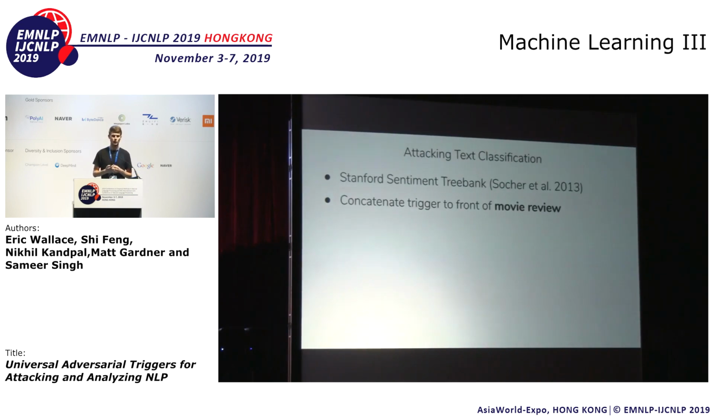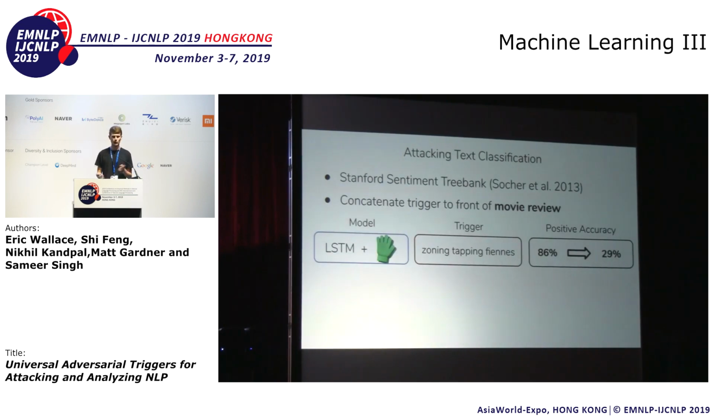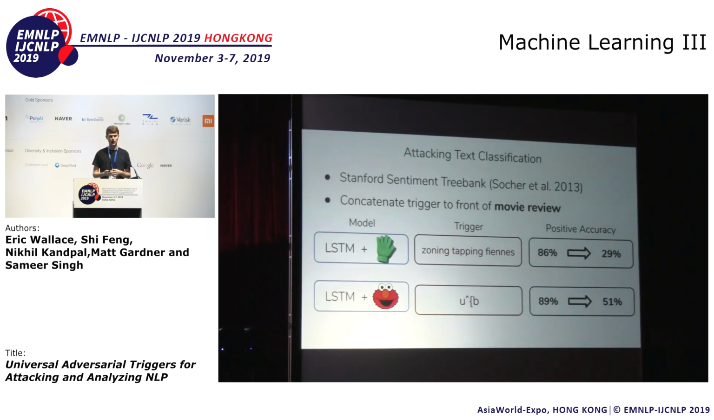So let's go through some results and what we can do with triggers. We'll first look at sentiment analysis. We're going to look at the Stanford Sentiment Treebank, and we put the trigger at the front of the movie review. First, looking at a simple model like LSTM with GloVe embeddings, we have the trigger "zoning tapping fines," like we looked at before, and it's able to significantly degrade the model's accuracy on positive movie reviews. You can also look at more complicated models like LSTM with ELMo, and you can repeat a similar process, this time at the character level for ELMo, and it similarly is highly effective at breaking the model.